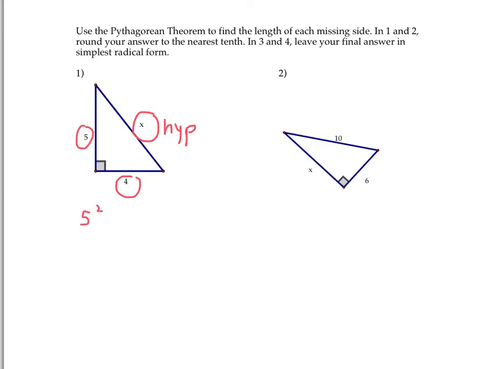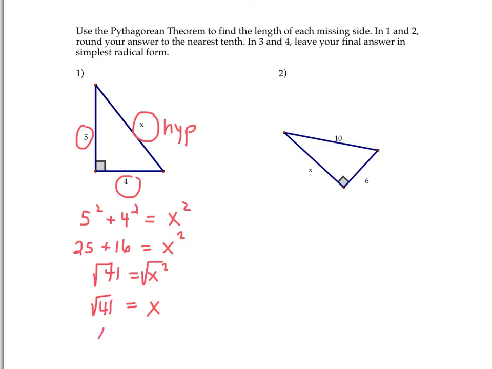You can do 5 squared plus 4 squared and set it equal to the hypotenuse squared. 5 squared is 25, 4 squared is 16. Keep it equal to x squared. Add the 25 and the 16 to get 41. And then to solve for x, we take the square root. When I take the square root of x squared on the right-hand side, that just leaves me with x. Now, when I do the square root of 41, this is where we go to the calculator, and then we're going to get the decimal. And again, we need to round it to the nearest tenth. And the square root of 41, rounded to the nearest tenth, would be 6.4.